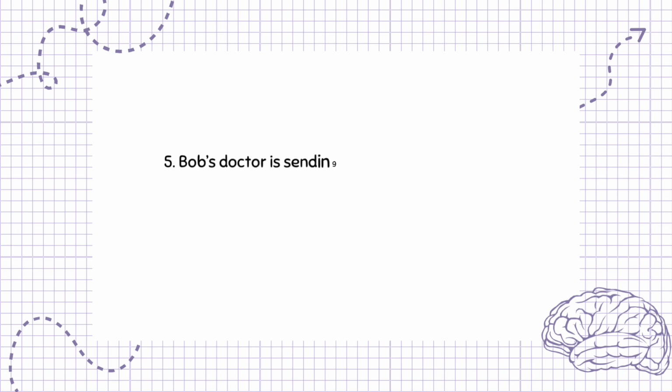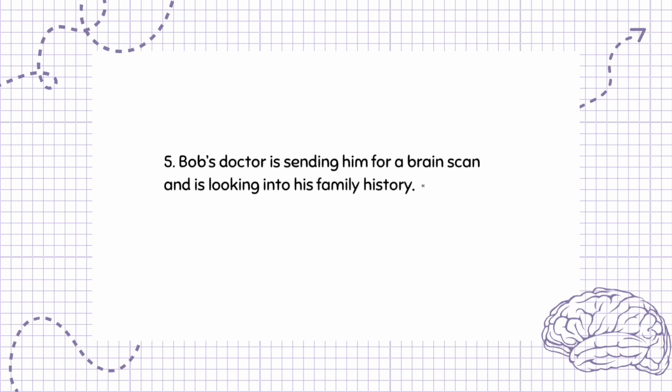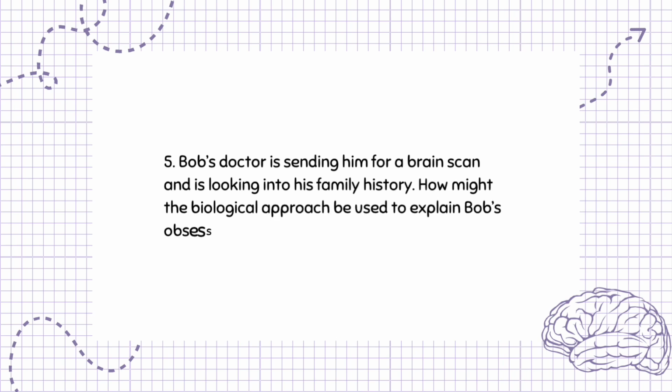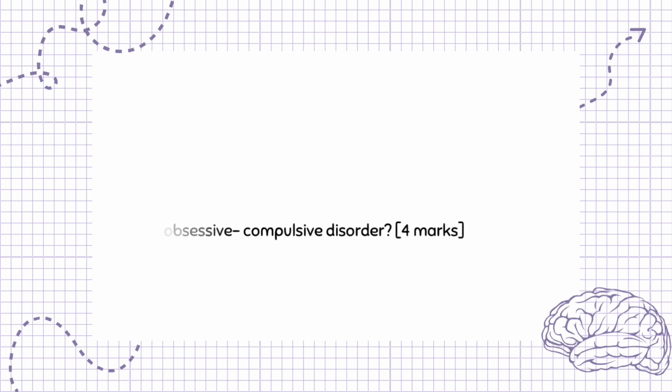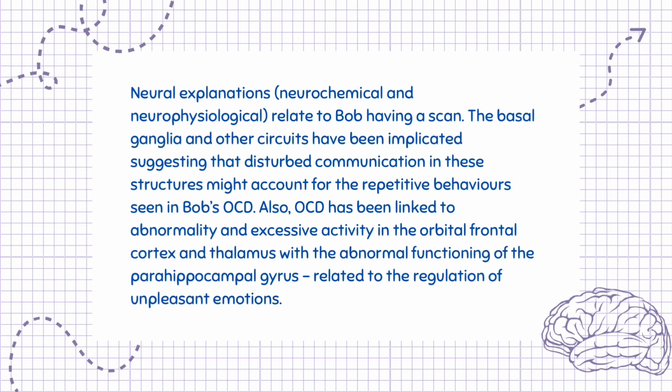Question 5. Bob's doctor is sending him for a brain scan and is looking into his family history. How might the biological approach be used to explain Bob's obsessive-compulsive disorder? 4 marks. Neural explanations, neurochemical and neurophysiological, relate to Bob having a scan. The basal ganglia and other circuits have been implicated, suggesting that disturbed communication in these structures might account for the repetitive behaviors seen in Bob's OCD.